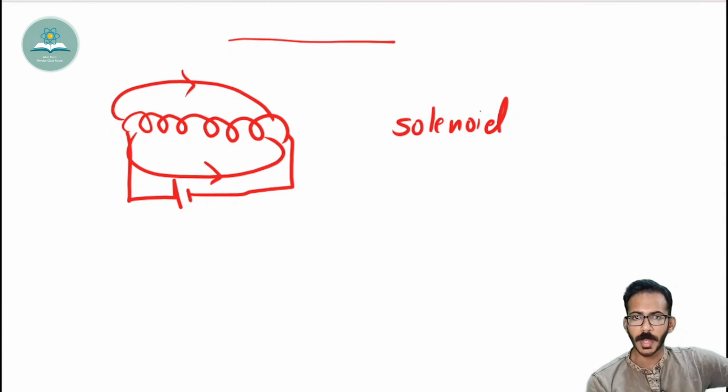So direction of magnetic field here also will be from north to south. Inside the solenoid, the direction of magnetic field will be from south to north. There is one more important point. Inside the solenoid, the magnetic field lines will be parallel, which shows that inside the solenoid, the magnetic field is constant. It will not change.